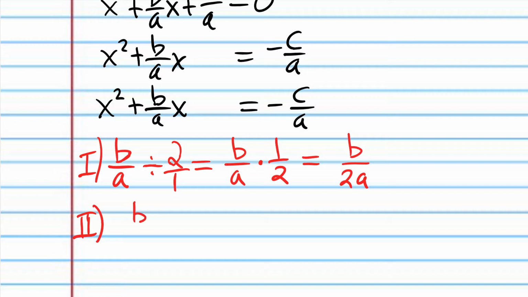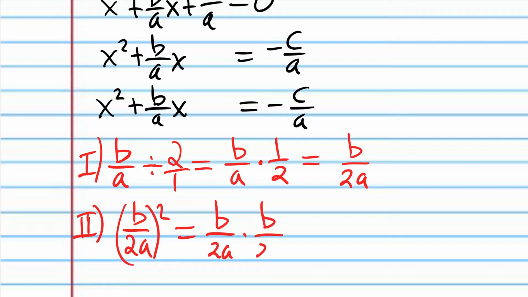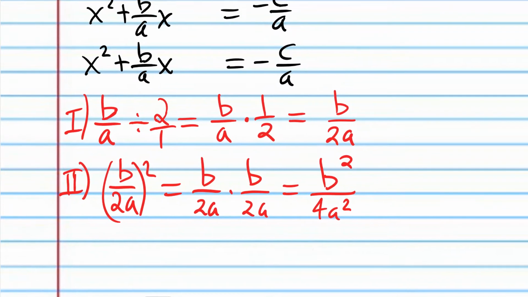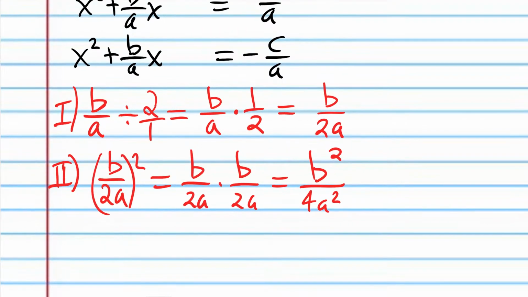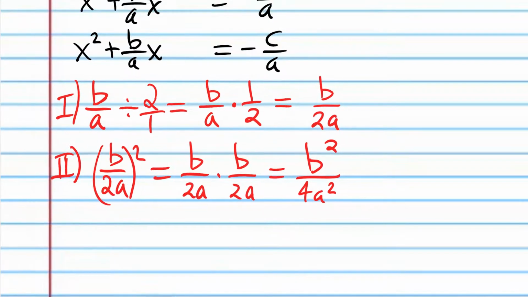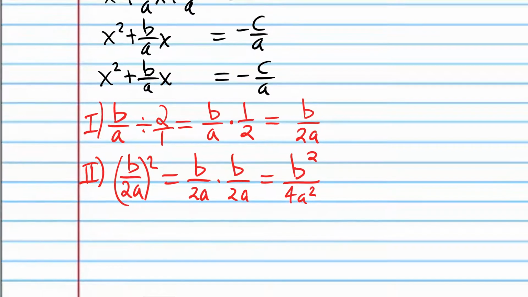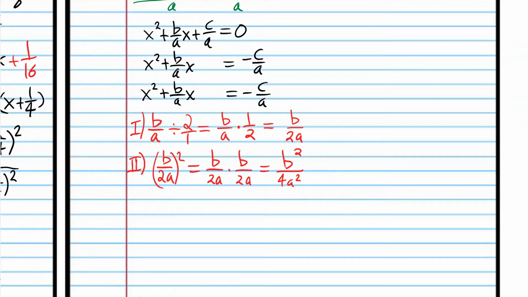Then you're going to take b over 2a and square it, just like we did in the previous problem. So we have b over 2a times b over 2a, and we get b squared over 4a squared. And if you don't know why 2a times 2a is 4a squared, you can go to my pre-algebra course or my beginning algebra course where we learn that. So that is the term that we're going to add to complete the square. I know that seems really complicated, but it's just basic algebra. That's all we're dealing with here.